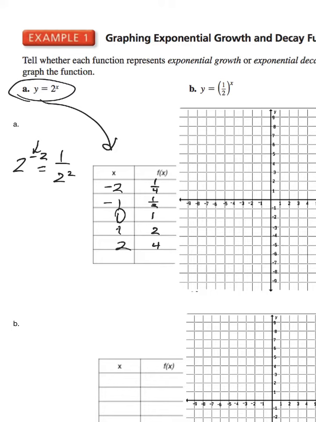(-2, 1/4), so that's going to be approximately here. -1 is going to be 1/2. (0, 1), (1, 2), and (2, 4). So you can see the graph is going higher and higher and higher. Again, we say it's asymptotic on the x-axis. It keeps getting closer and closer, but doesn't touch. All right, let's do the other graph, the b.